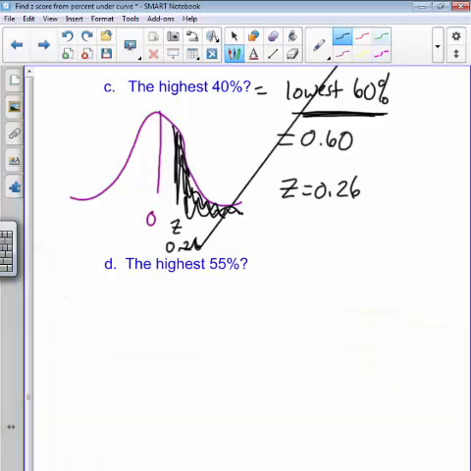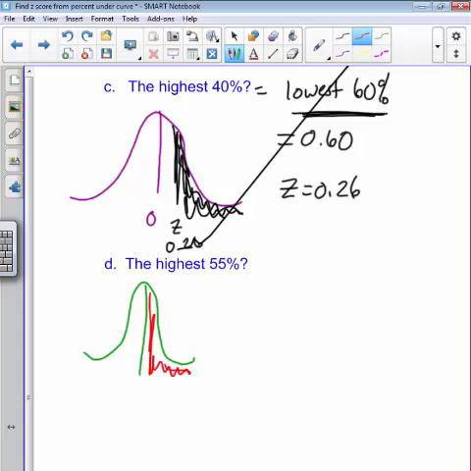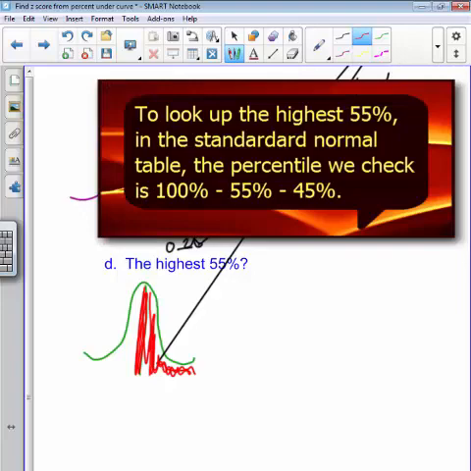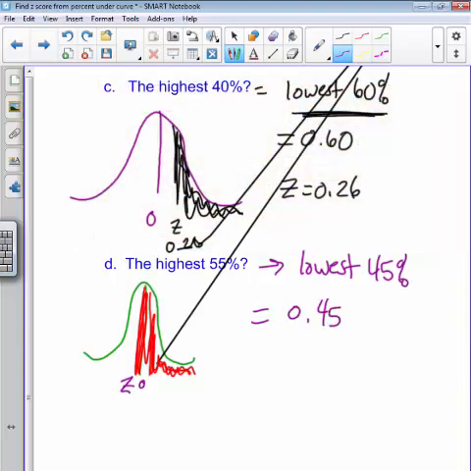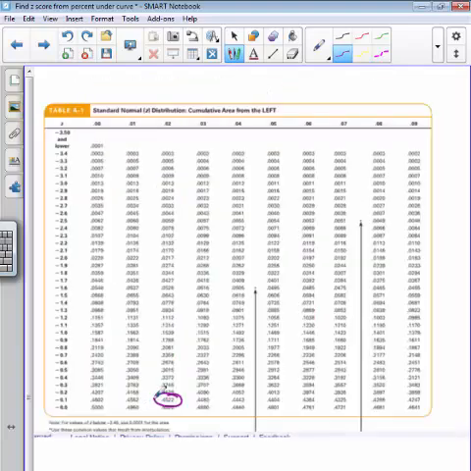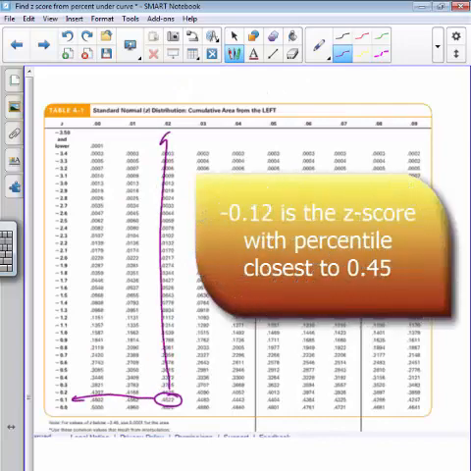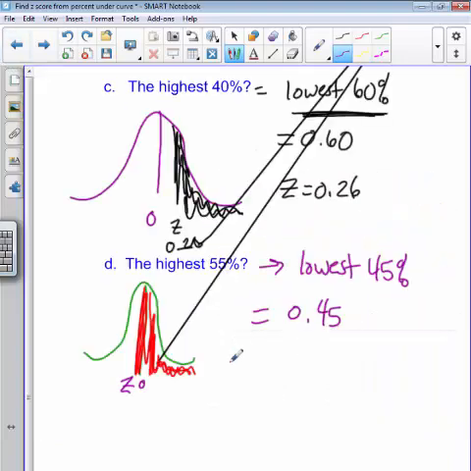The next example is similar. In the next example, we want the highest 55%. All of this is the highest 50% plus 5 more over here. We want a z-score that's going to be slightly below the mean, and the highest 55% corresponds to the lowest 45%. In our table, we're going to look up 0.45. Right here we see the value that's closest to 0.45, negative 0.12. So I have a z-score of negative 0.12.